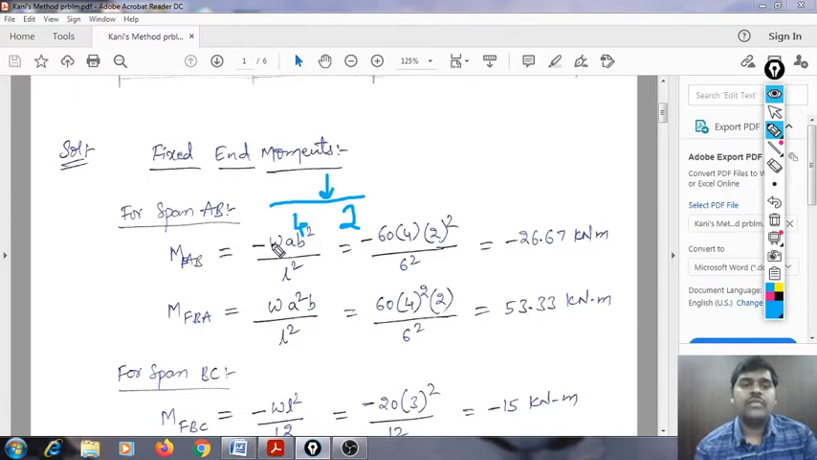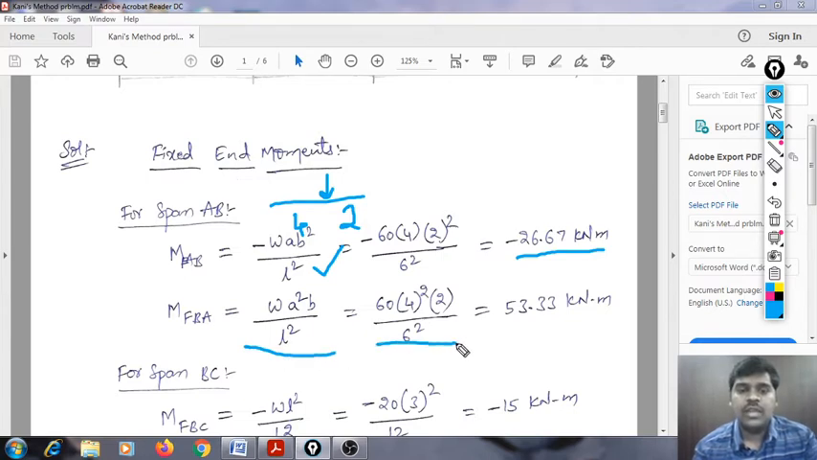While solving for MFAB, we have minus W a b square by L square as the formula. The result will be minus 26.67 kilonewton meter. And MFBA, the formula is W a square b by L square, and substituting the values of W, a, b and L accordingly, we get 53.33 kilonewton meter. Be aware of these units. This is kilonewton meter and it is not kilonewton per meter.